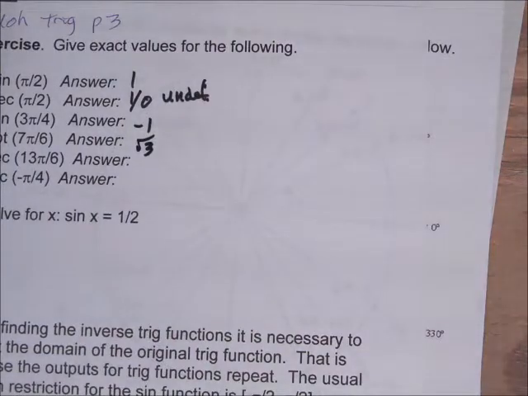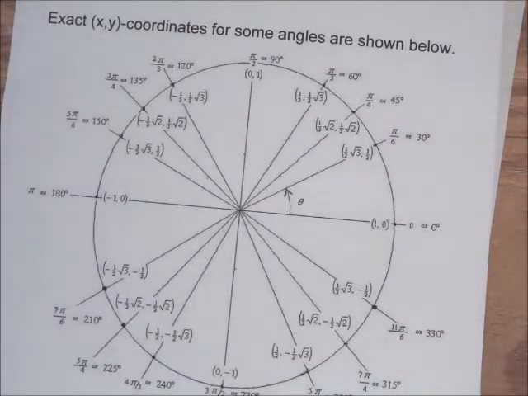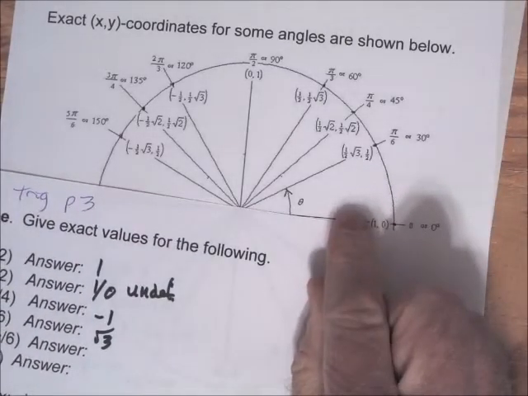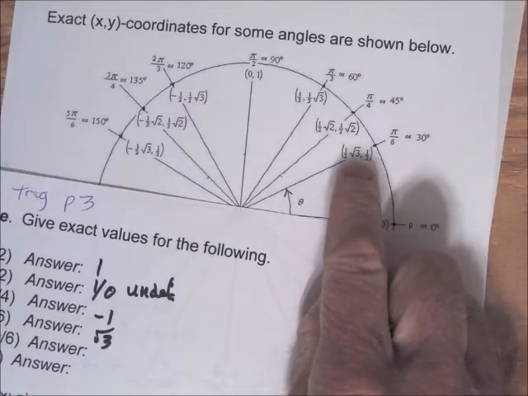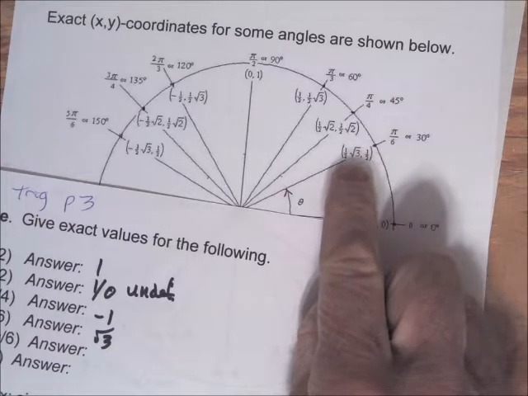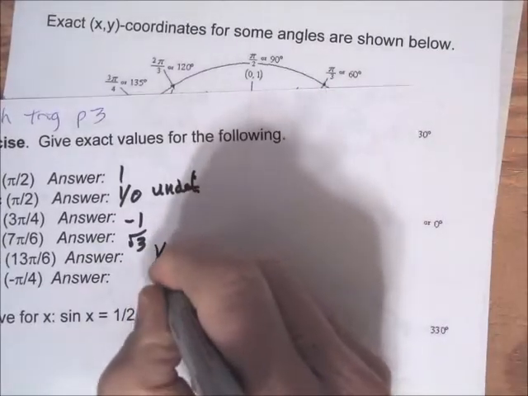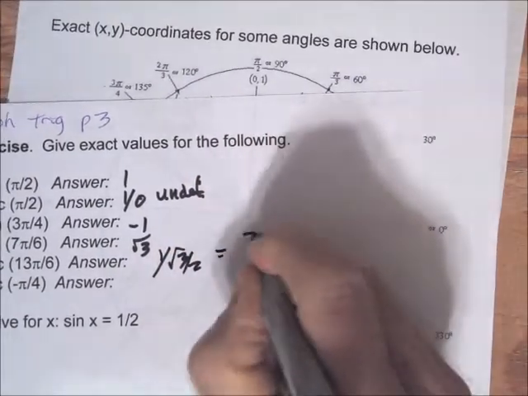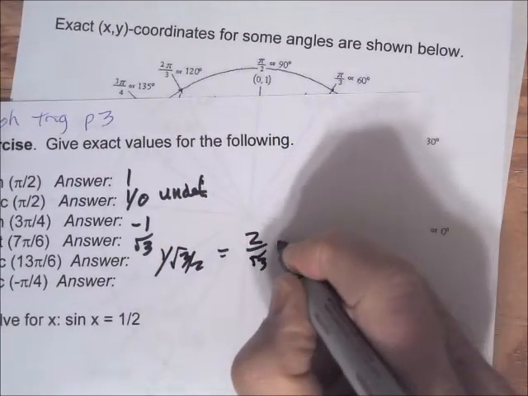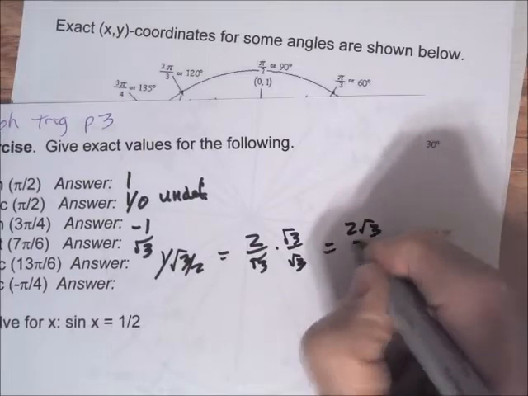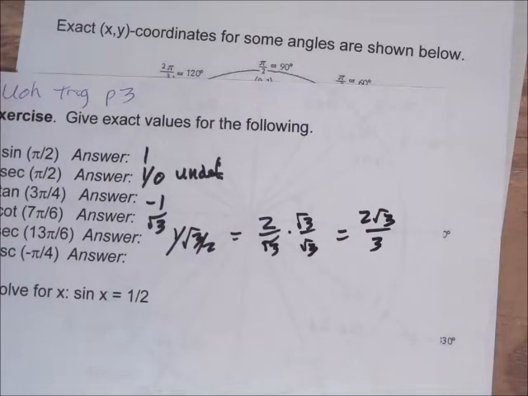The secant of 13 pi over 6. Well, that's more than one full circle. That's going to be the same as pi over 6. And it's going to be 1 over the cosine, so it's 1 over the x-coordinate. The x-coordinate is root 3 over 2. So it's 1 over root 3 over 2, which would be 2 over root 3. And if you want, you can multiply top and bottom by root 3 to get 2 root 3 over 3 to get the square root out of the denominator.